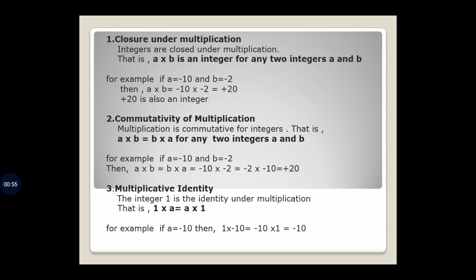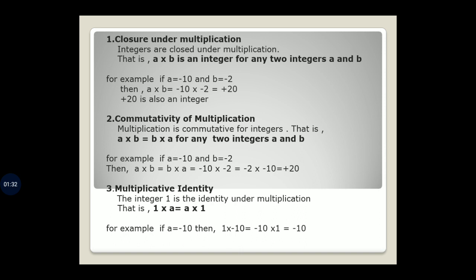Second one, commutativity of multiplication. Multiplication is commutative for integers, that is a into b is equal to b into a for any two integers a and b. For example, if a is equal to minus 10 and b is equal to minus 2, then a into b is equal to b into a. That is minus 10 into minus 2 gives you minus 2 into minus 10, which is equal to plus 20.